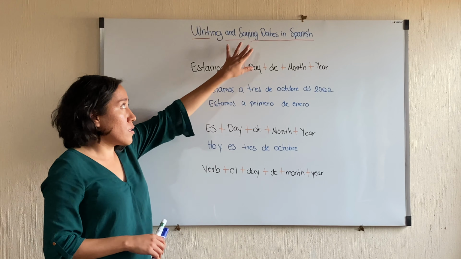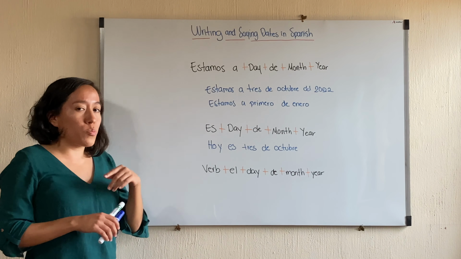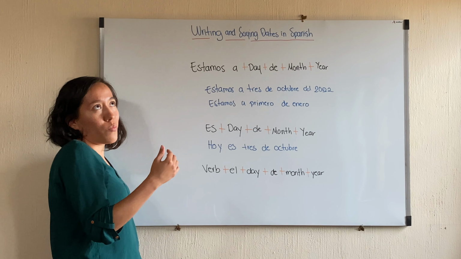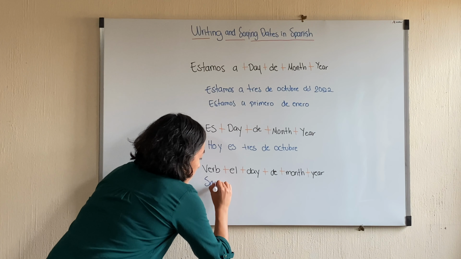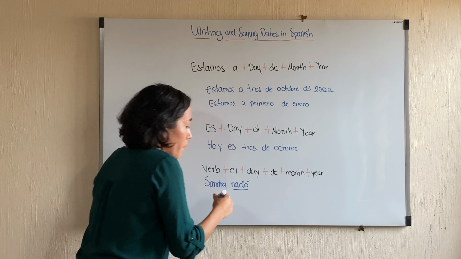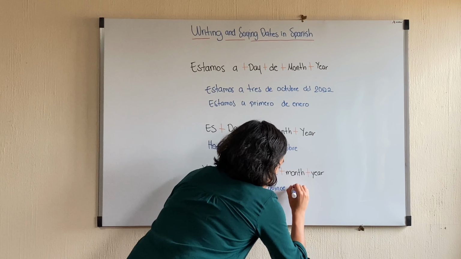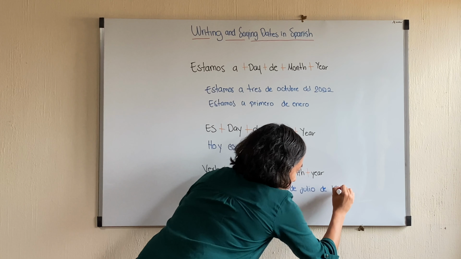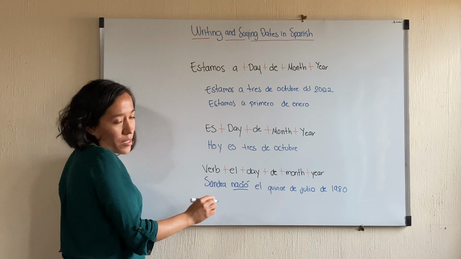But you can also use dates in Spanish to talk about when an action or an event took place. In this case, you are going to use another verb to express that action that you're talking about. For example, Sandra nació, was born, el 15 de julio de 1980. Sandra was born on July 15, 1980.